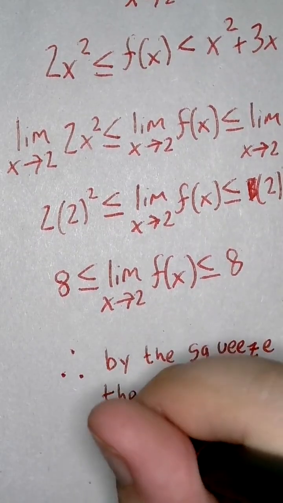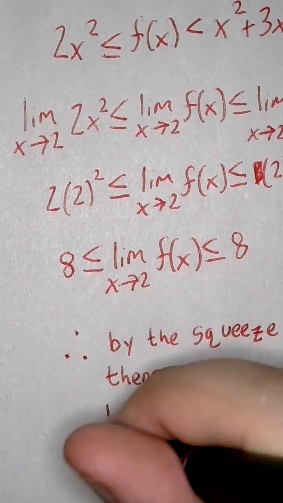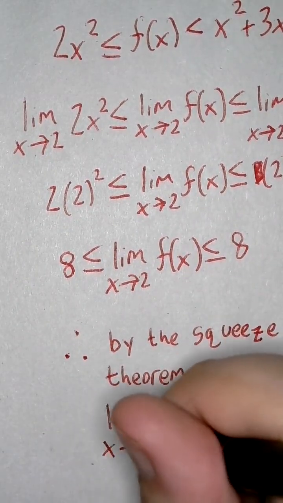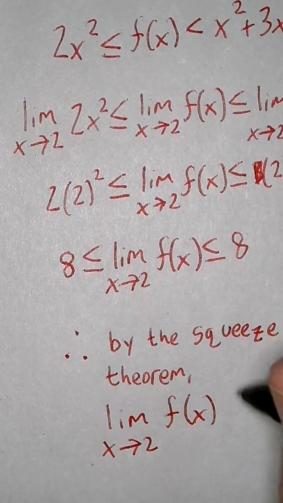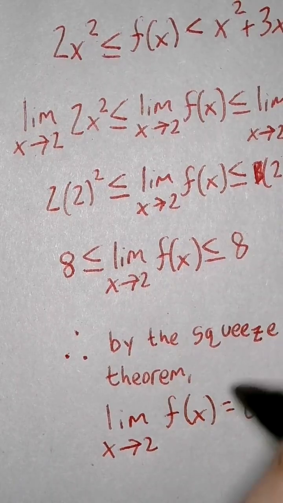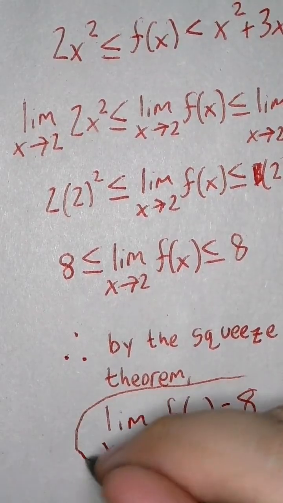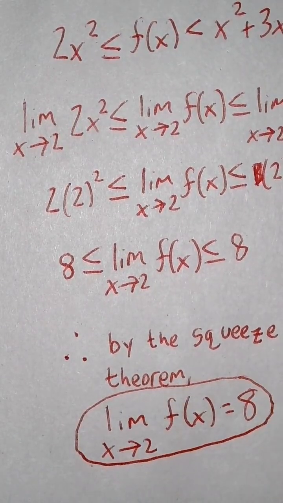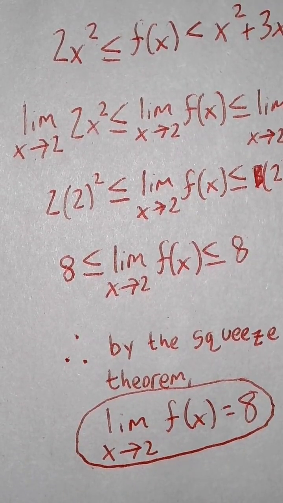the limit as x approaches 2 of f of x is equal to 8. And that's it.